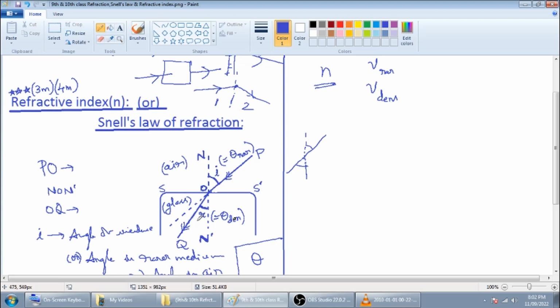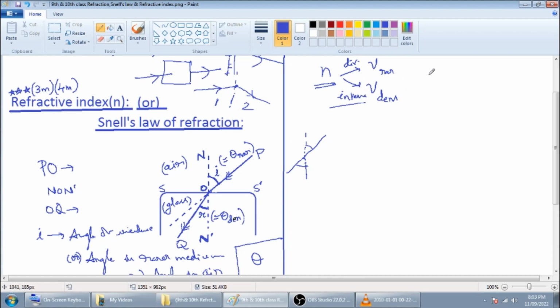So more decrease in velocity of light, more change in velocity of light, more refraction. More refraction means refractive index will be higher. So that means, just see here, if velocity of light in the rarer medium is higher, refractive index is also higher. So it is directly related to the velocity of light in the rarer medium, and it is inversely related to the velocity of light in the denser medium.